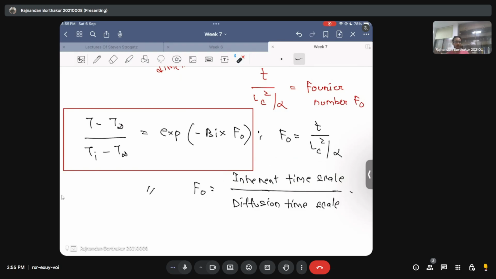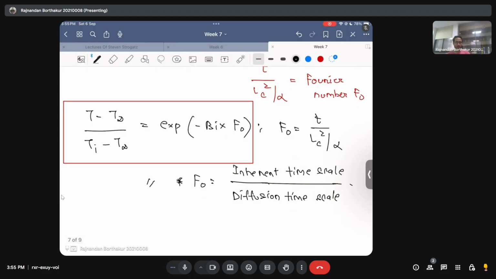It is valid for low Biot number, and it is valid for high Fourier number, because of the fact that your diffusion time scale is very much lower than the inherent time scale of the body. Okay, all right, a lot of information that we have learned. I hope you understood this.